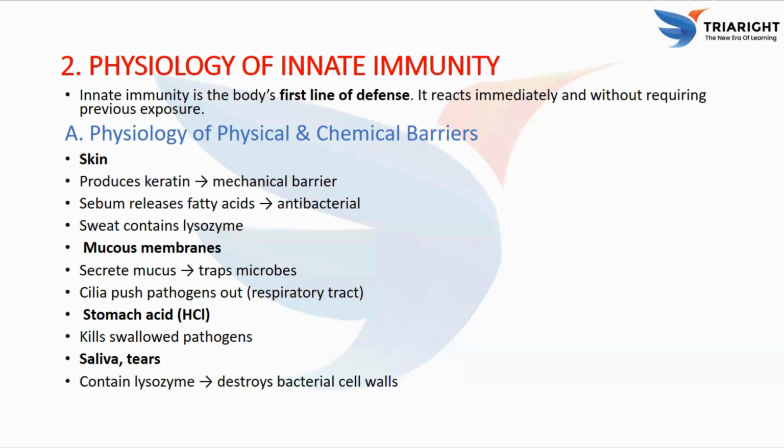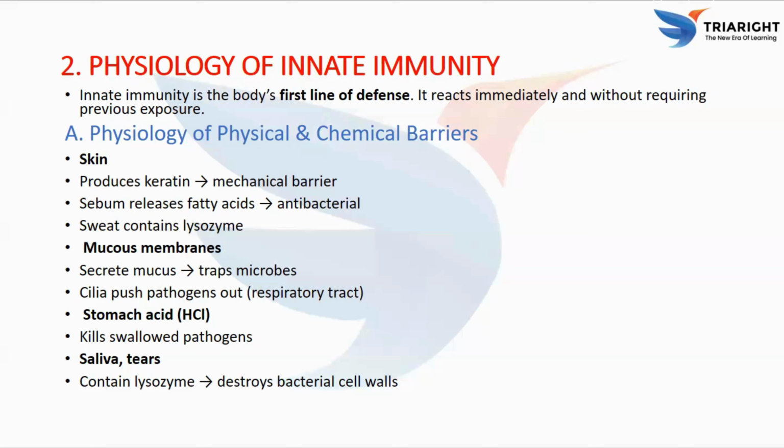Next is stomach acid, HCl. The stomach is extremely acidic. The pH value ranges from 1 to 3. So how does it protect? It kills mostly swallowed pathogens such as bacteria in food or water. It destroys parasites and prevents intestinal infections. For example, if someone eats contaminated food, stomach acid is the first weapon against this infection.